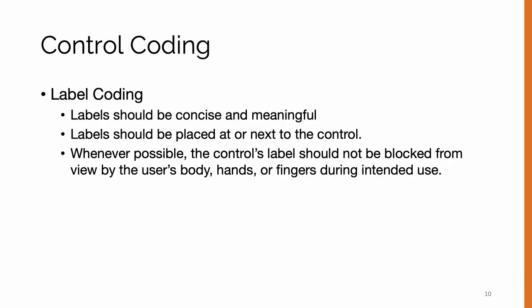And of course, this is probably the one you're familiar with, label coding. Most controls have a label associated with them, and that's the one we often really count on if there's some uncertainty. We'll actually read the label just to double check and make sure. And those labels should be placed in really close proximity to the control that they're referring to. Whenever possible, make sure that that label isn't blocked from view by the user's body or hands or fingers, etc.